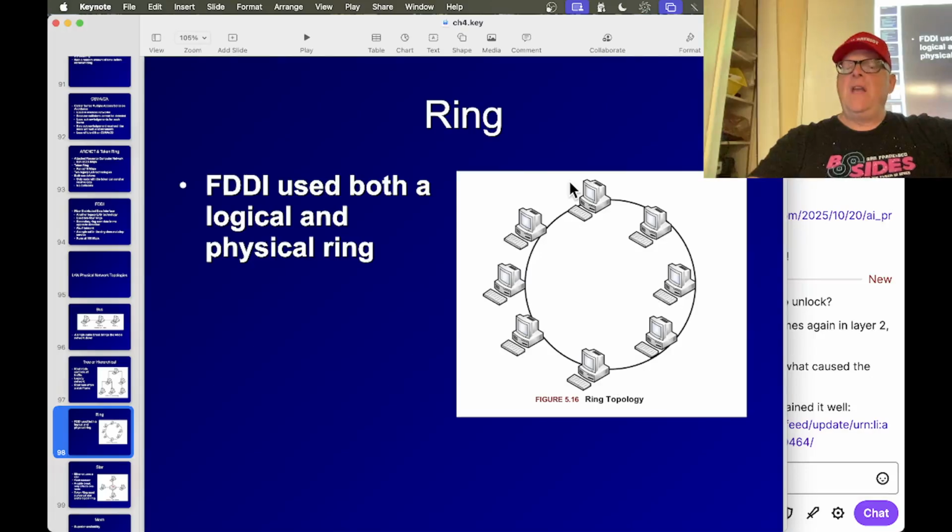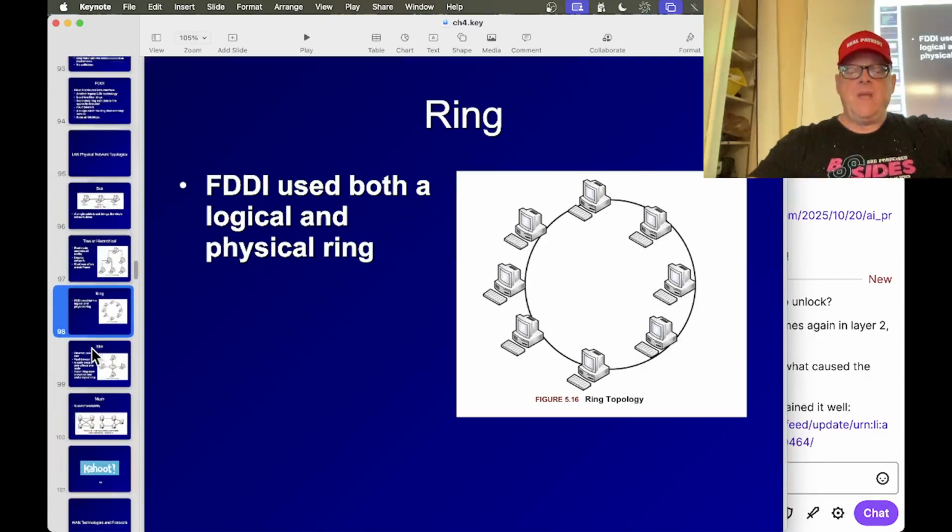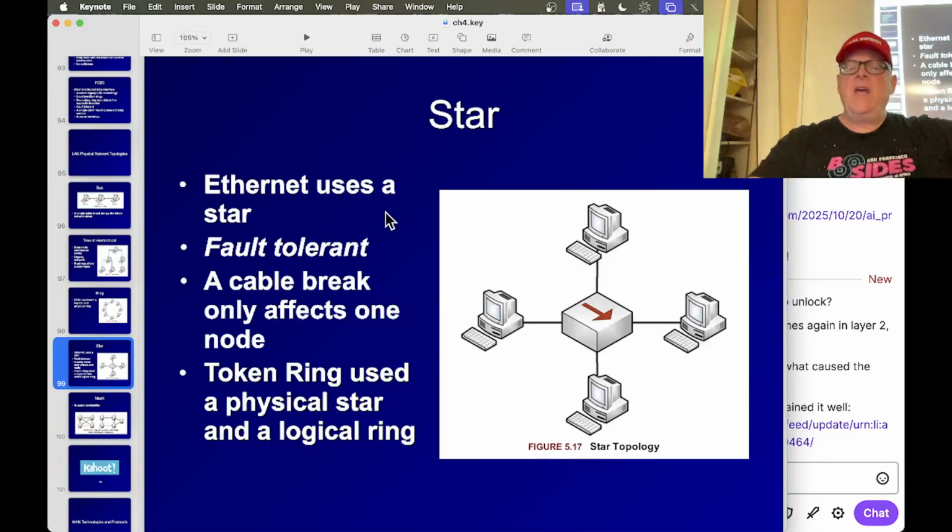but FDDI used both the physical and logical ring. And the good thing about it is even if you break a cable, you can send data the other way if you have a bidirectional ring. But Ethernet uses a star, and this is the one that is by far the most common now. Every device has its own cable to get to a central device, which is a switch. And so if a cable breaks, it only affects one device. The rest can still transmit.